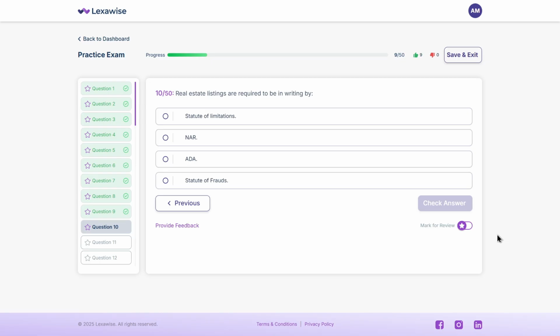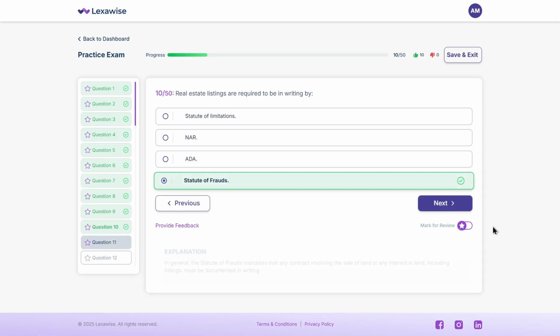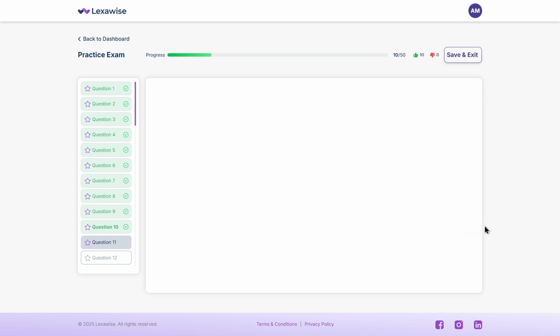The correct answer is D. Statute of Frauds. The Statute of Frauds requires that certain agreements like listing contracts must be in writing to be legally enforceable. Let's take a look at this one.